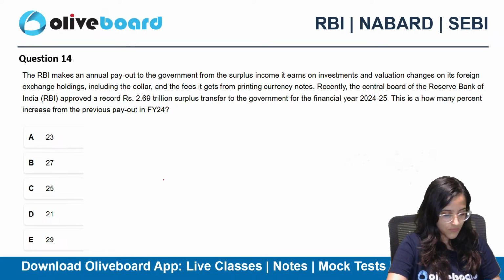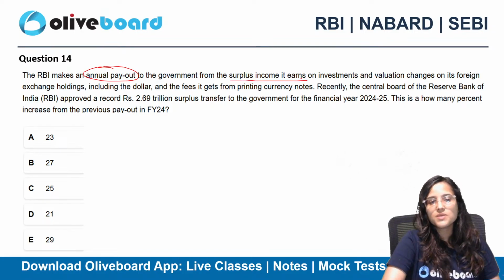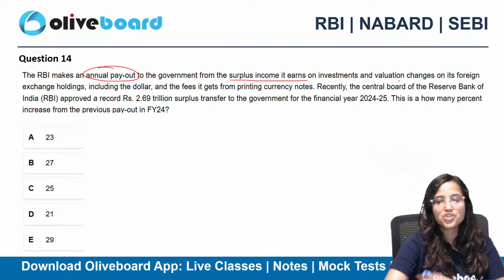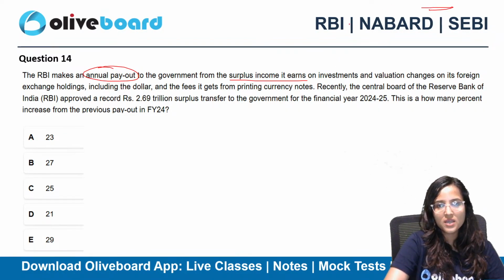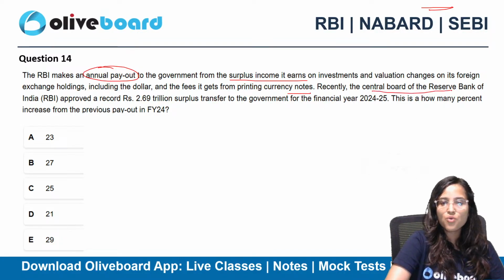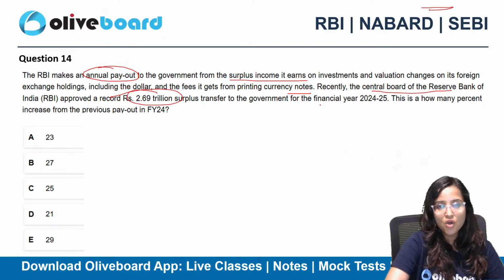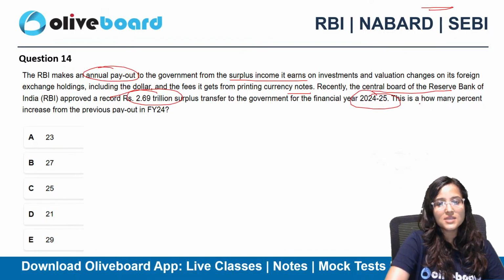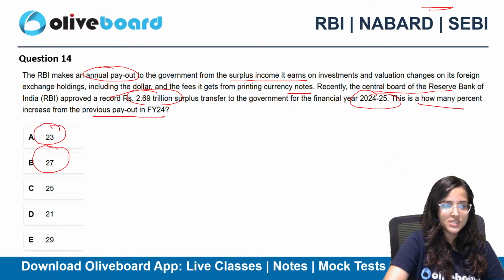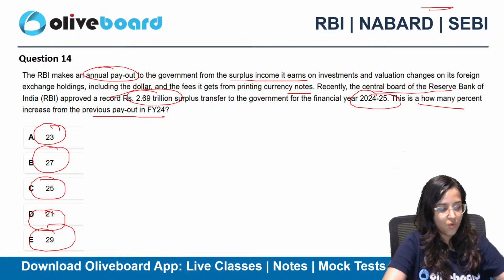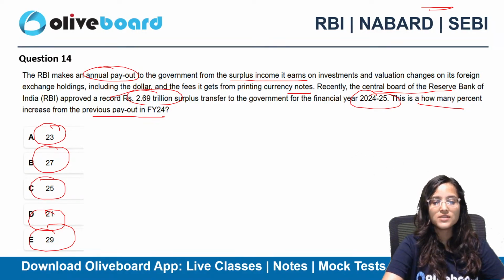Okay? Let's go. Question 14. The RBI makes an annual payout to the government from the surplus income it earns on investments and valuation charges on its foreign exchange holdings, including the dollar, and the fees it gets from printing currency notes. Recently, the Central Board of the Reserve Bank of India approved a record 2.69 trillion rupees surplus transfer to the government for the financial year 24-25. This is a how many percentage increase from the previous payout in financial year 24? 23%, 27%, 25%, 21% or 29%? What is the answer? So this is how much percentage of increase have we seen?